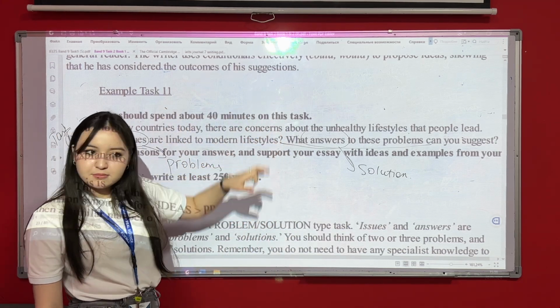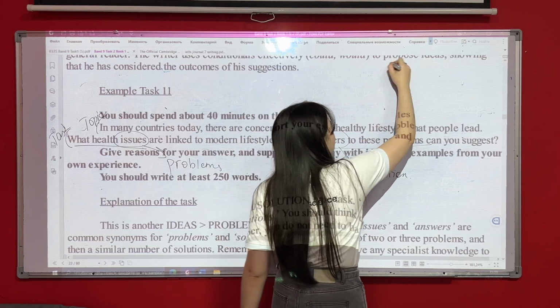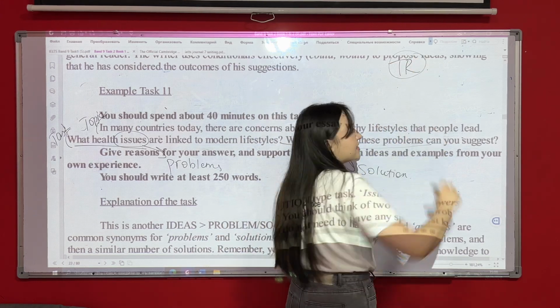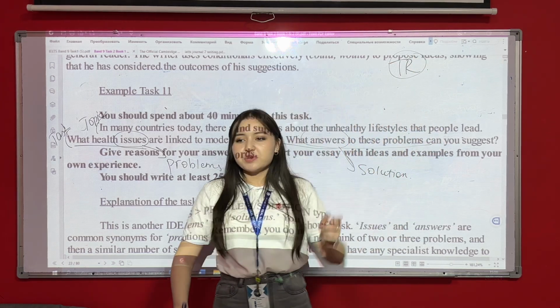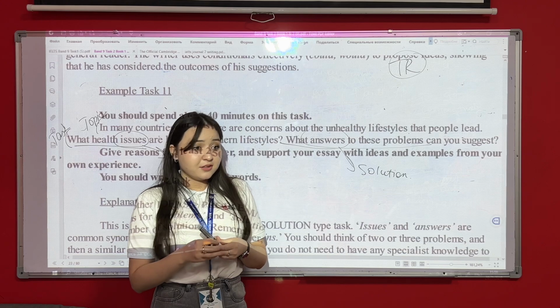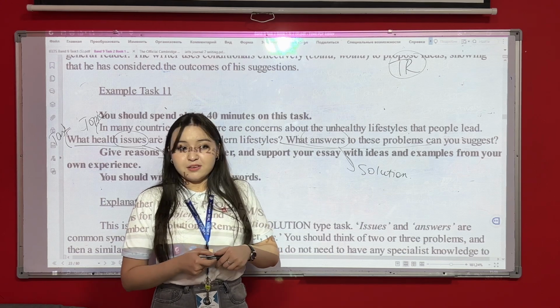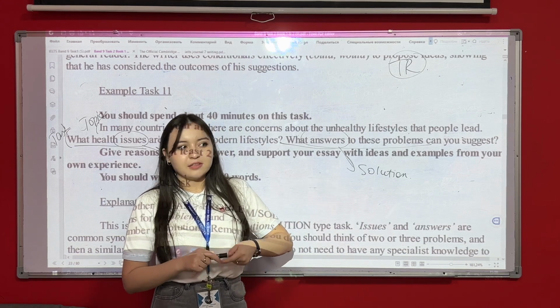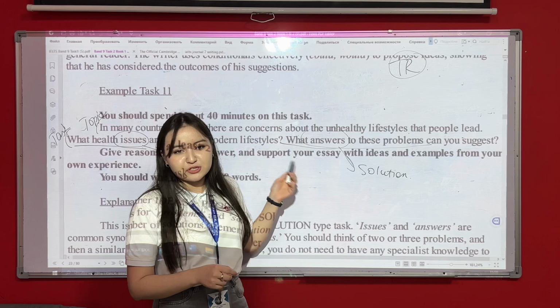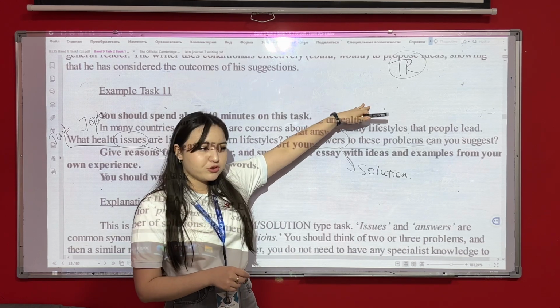You have to understand the task. Why? In order to respond to the task. What does respond to the task mean? Achieve the requirements. What does respond mean? To answer. In order to answer these questions, right? So you have to understand what you are going to say.